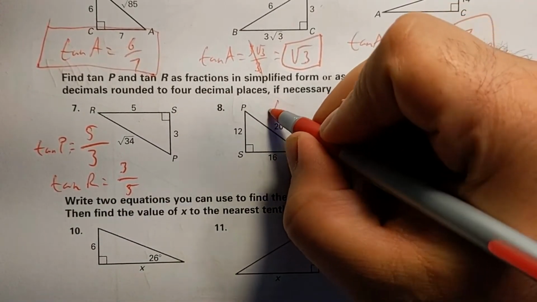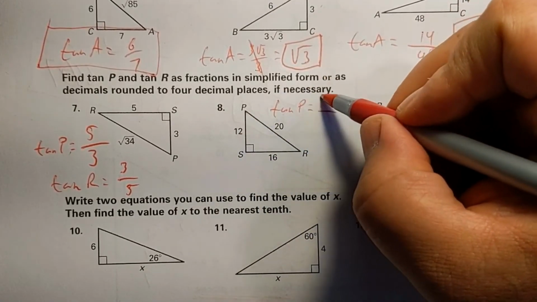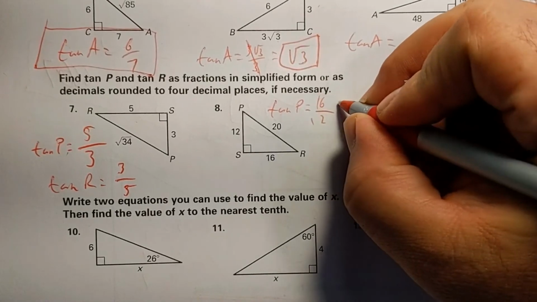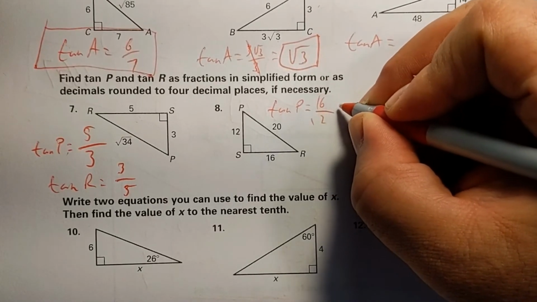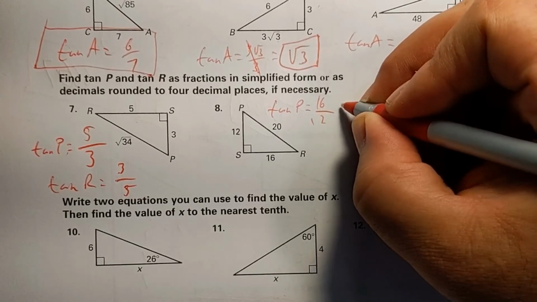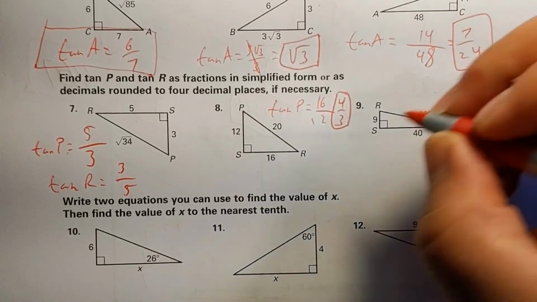For number 8, tangent of P, opposite over adjacent, 16 over 12. And I can reduce that. They can both be divided by 2. So I get 8 over 6. 8 over 6 can be divided by 2 again. So I get 4 over 3. So there's my tangent for P.